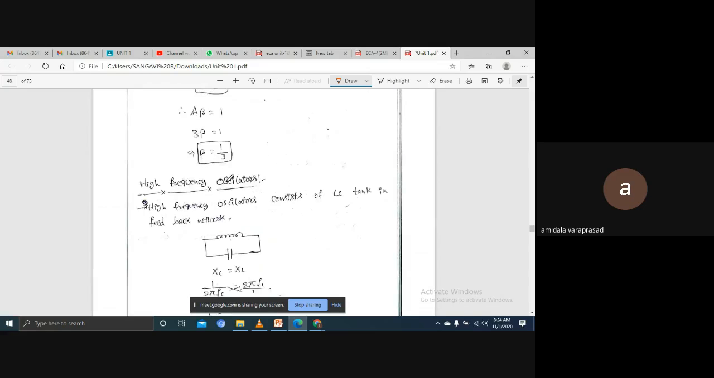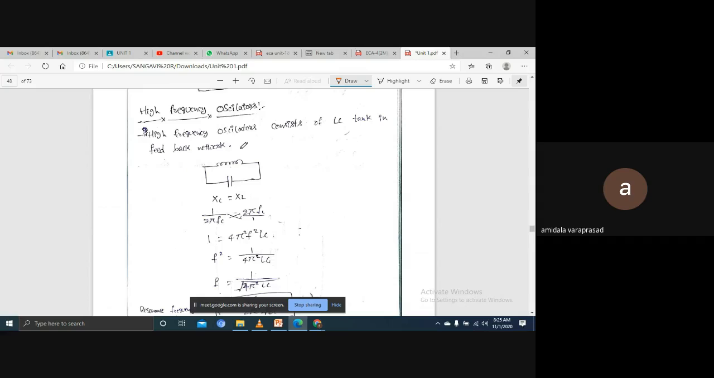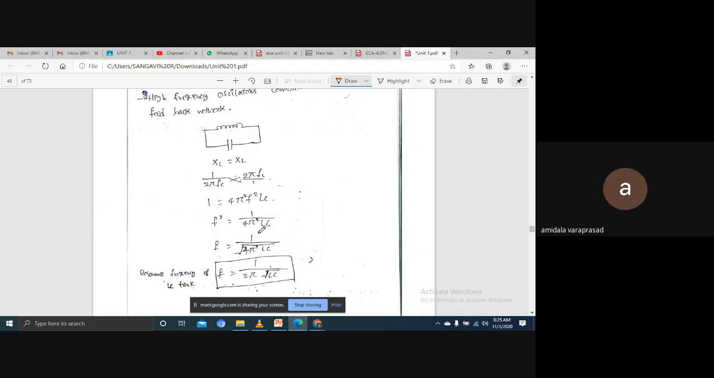This is about the low frequency oscillator using BJT. The same thing we will discuss using the FET also. Now, high frequency oscillators. I already said that in a high frequency oscillator the feedback network consists of an LC tank circuit. This is an LC tank circuit. We know that the resonant frequency f is obtained when XL is equal to XC at resonance.